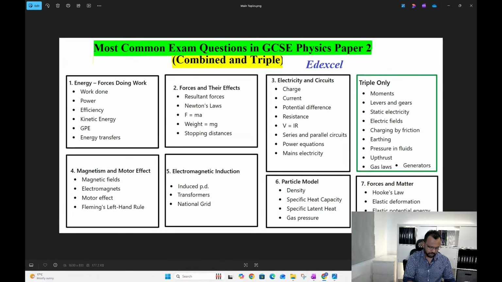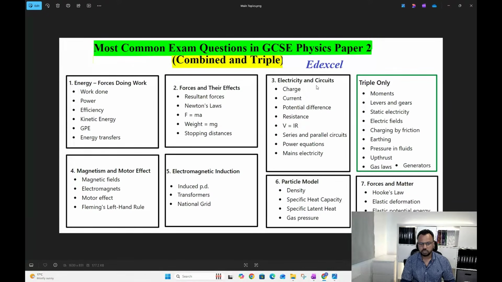So here's what we are going to do, guys. I've looked into the things that we normally get a lot in these GCSE Edexcel papers, and these are some of the most common things you get. Under the energy, forces doing work topic: work done, power, efficiency, kinetic energy, GPE, energy transfers. Forces and their effect: resultant force, Newton's laws, F equals ma, weight equals mg, and stopping distances.